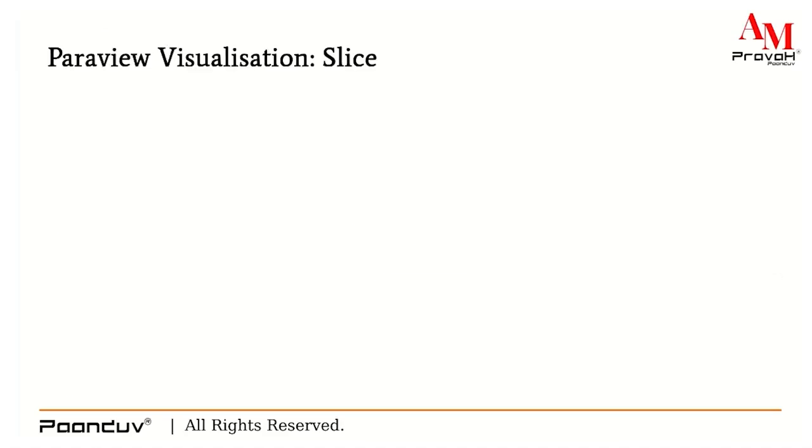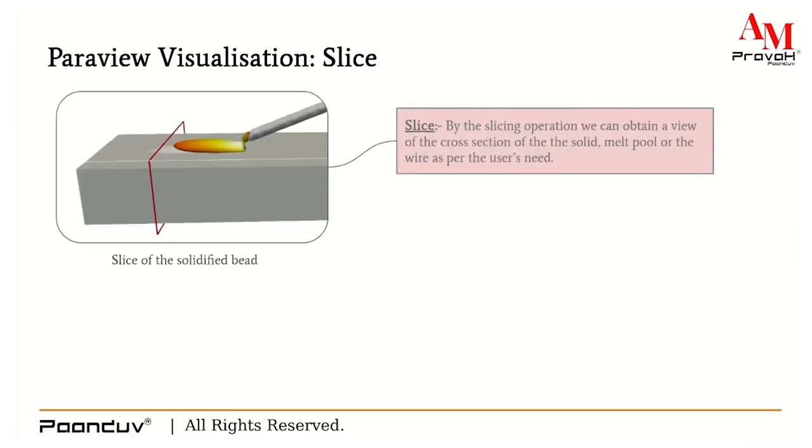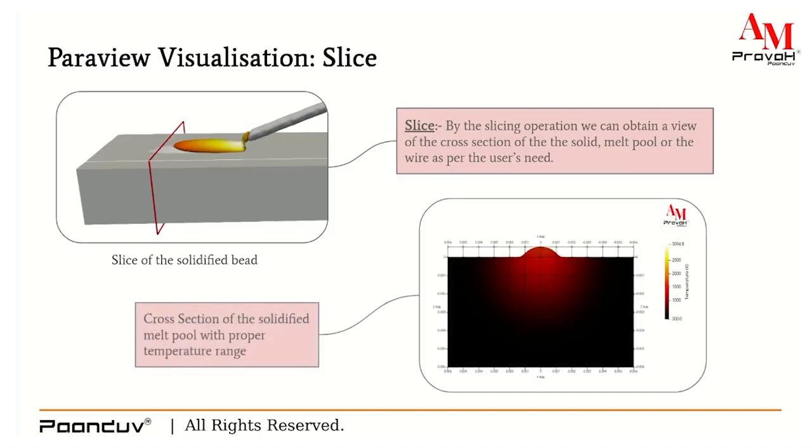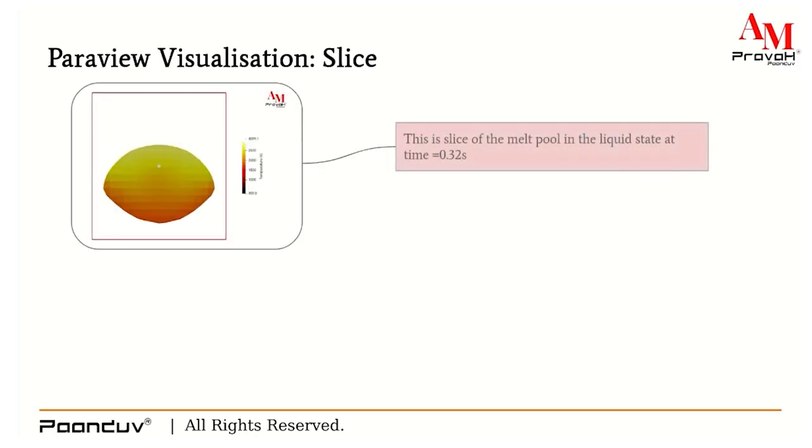So next we go to the ParaView visualization, that is the slice operation. So what is the slice operation? By the slice operation, we can obtain a view of the cross section of the solid, melt pool, or the wire as per the user's needs. This picture shows the slice of the solidified bead. You can see this is the cross section of the solidified melt pool with the proper temperature range for the case study that we have used, and then we will show the slice of the melt pool in the liquid state at time step 0.32 seconds.